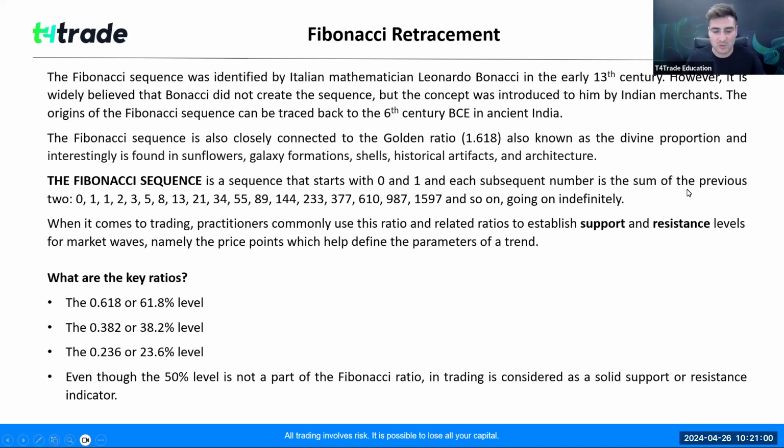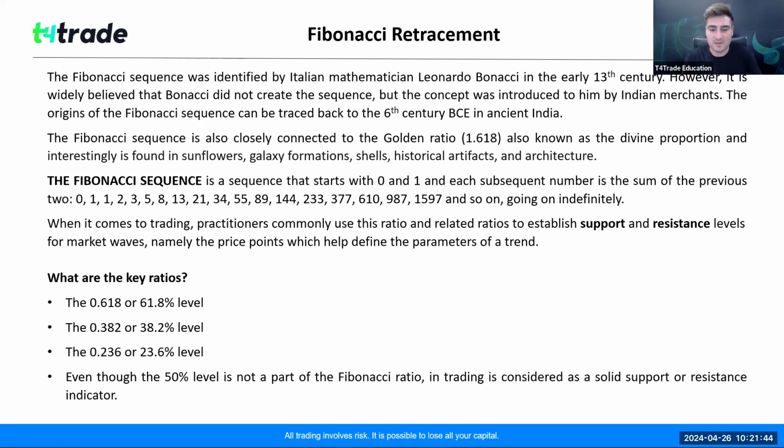So the Fibonacci sequence was identified by an Italian mathematician named Leonardo Bonacci back in the 13th century, so it goes way back. However, it is widely believed that Bonacci did not come up with the sequence himself, but the concept at least was introduced to him by some Indian merchants, and we have early evidence that this kind of ratio was first identified. I don't know if it was popularized back then, but it goes back to the 6th century BCE in ancient India.